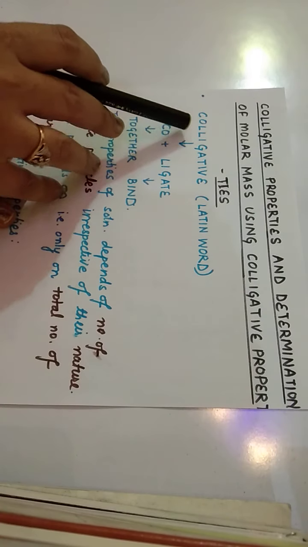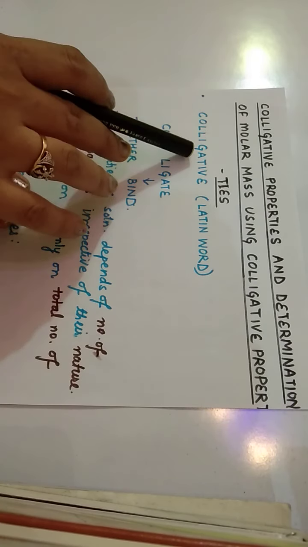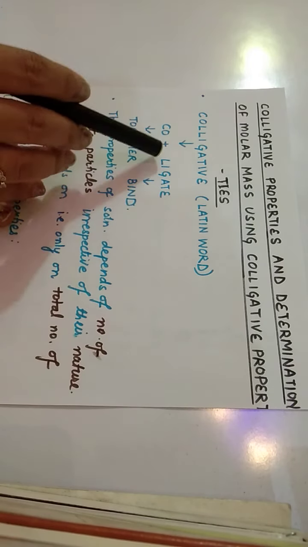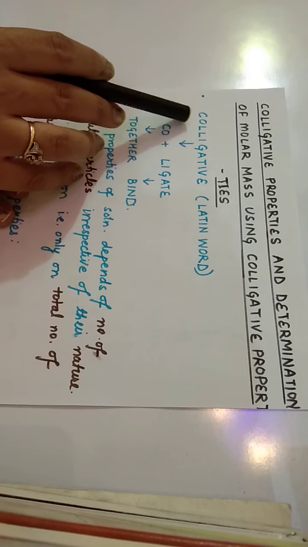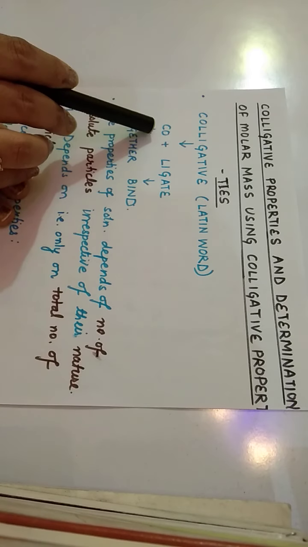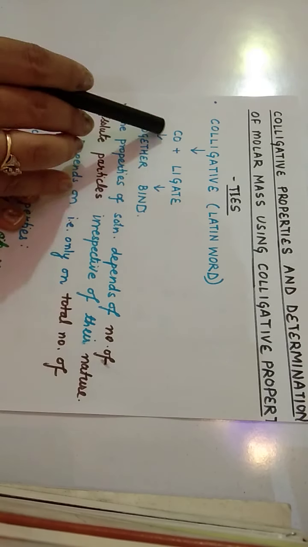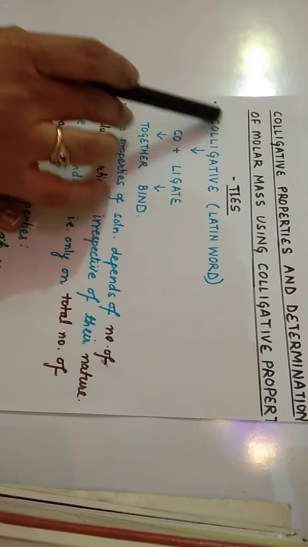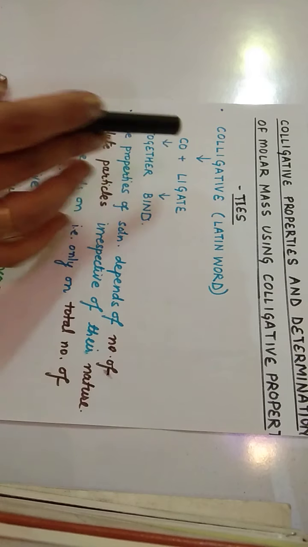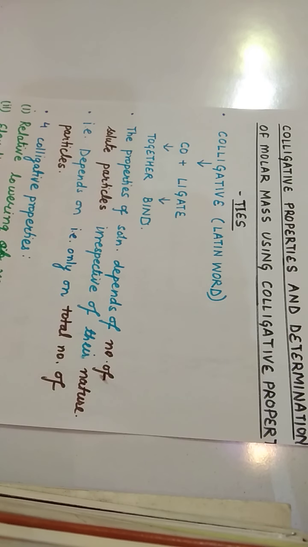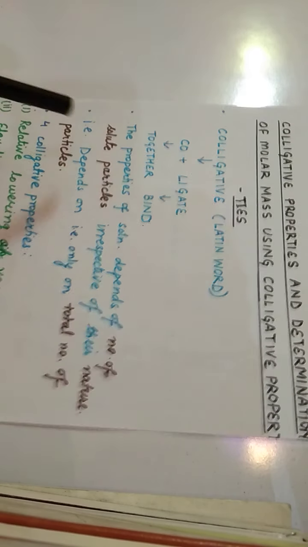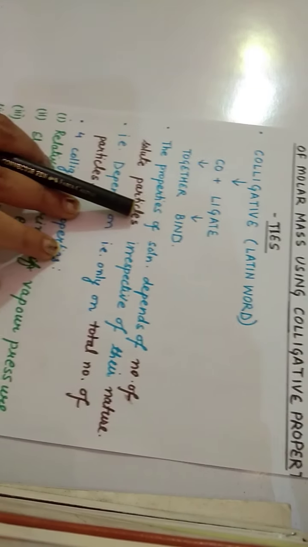So children, firstly we'll get to know what is colligative. Colligative is a Latin word which is made by combining two words, that is co and ligate. Co means together and ligate means to bind. So, the property of binding together is known as colligative property.